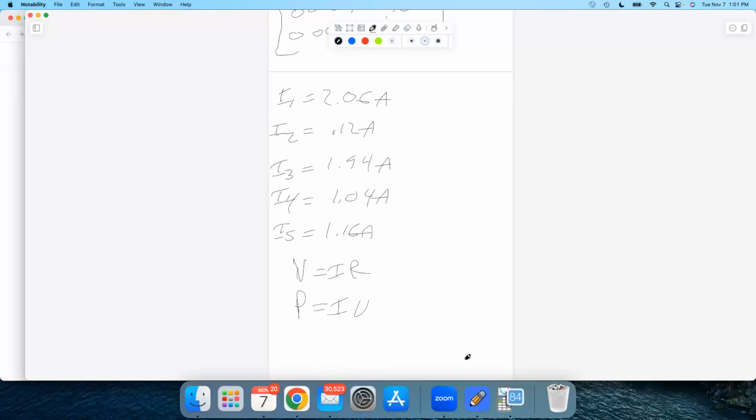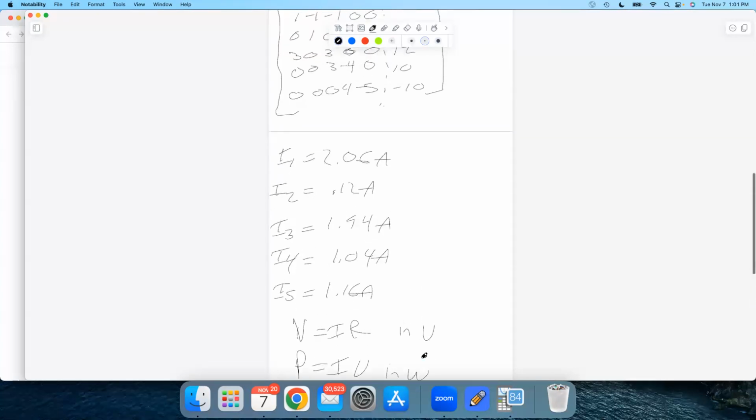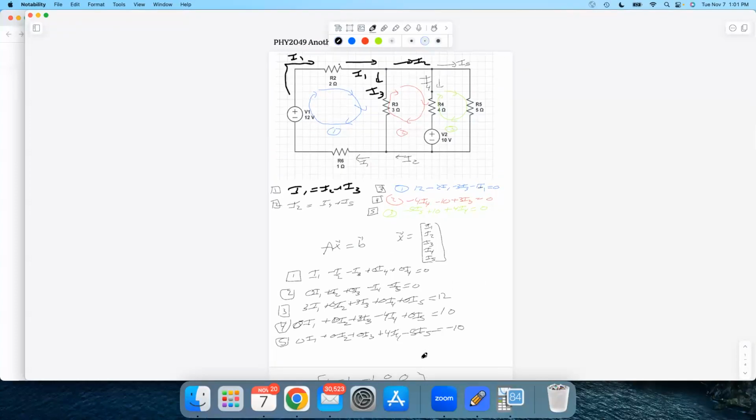So all you've got to do is match up which current went through this resistor. Which I am I using on each R? And of course, these are all in volts, and these are all in watts. Okay, so there's a good place for you to stop this video. You don't have to watch the rest.